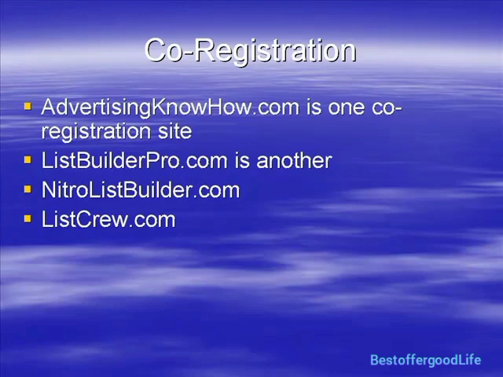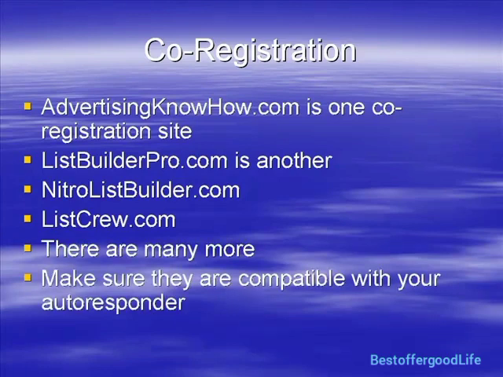Now, what's interesting about these services is that not all of them are compatible with all autoresponders. Aweber, for example, will not allow co-registration, but has allowed Advertising Know-How because they are satisfied that it meets their strict policy on double opt-in and genuine leads. I don't know about List Builder Pro or Nitro List Builder. I know last time I looked, ListCrew didn't allow Aweber, but did allow many of the others. So you do need to be aware of this, and make sure that whichever co-registration service you choose is compatible with your autoresponder. Now there are a number of them out there. Just type co-registration list building and you'll find loads of them in Google.